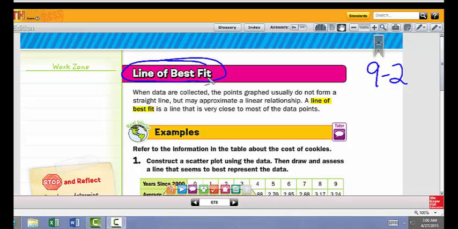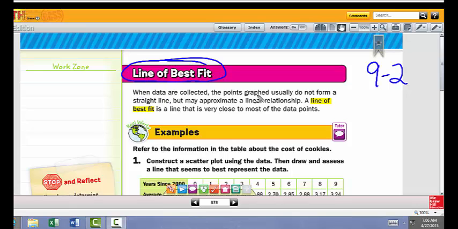Very oftentimes when we have a bunch of data, it does not fit exactly on a line. The slope is not exact. Each point is not exactly 1 unit and 2 units from the next point, etc. So we look for a line of best fit.